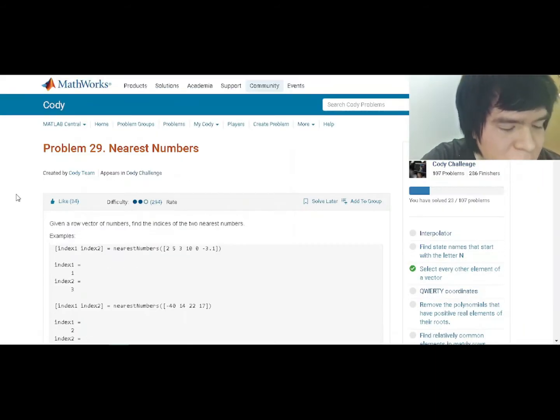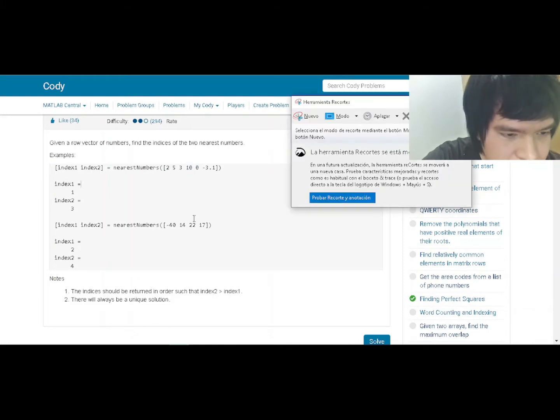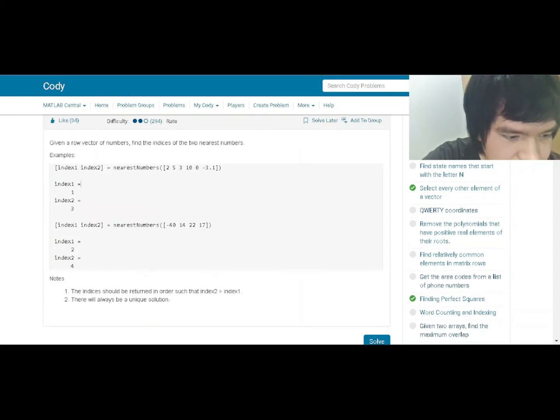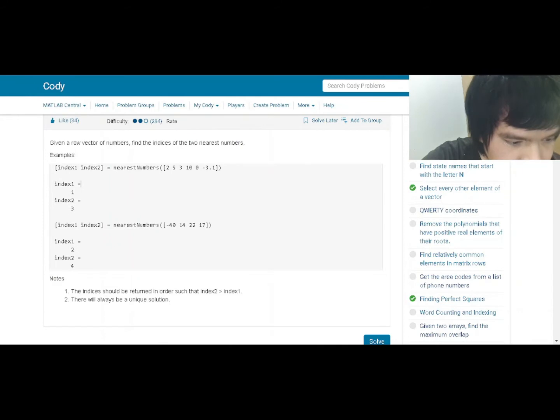So what does the problem say? Given a row vector of numbers, find the indices of the two nearest numbers. Okay, so you've got examples. You need two answers, index 1 and index 2, and you need to make a function called nearest numbers with an input of a vector. Okay, that's quite interesting. Let's see this from another perspective.